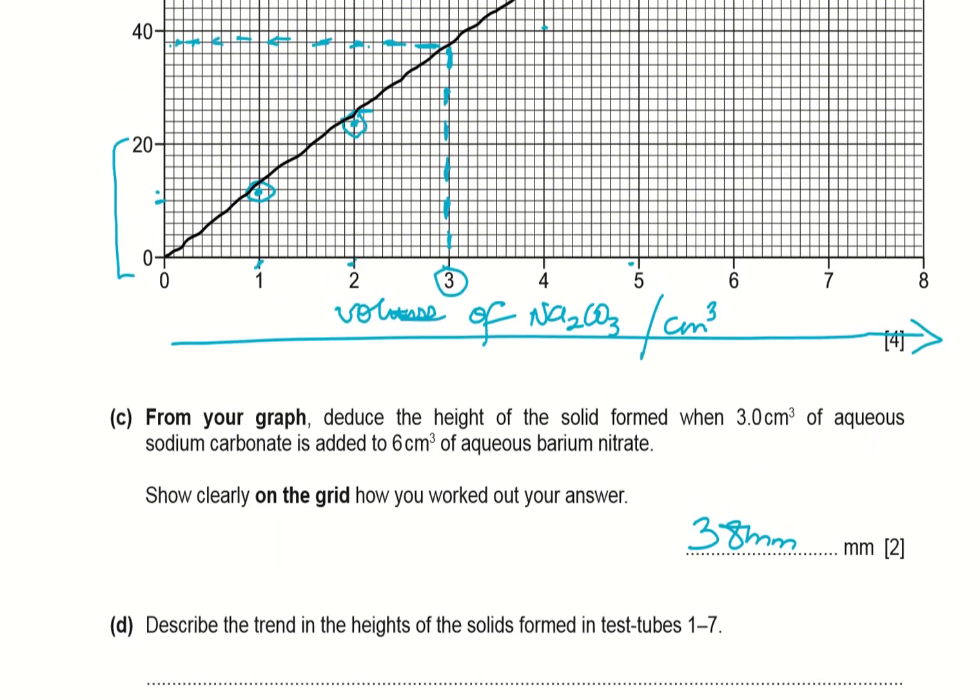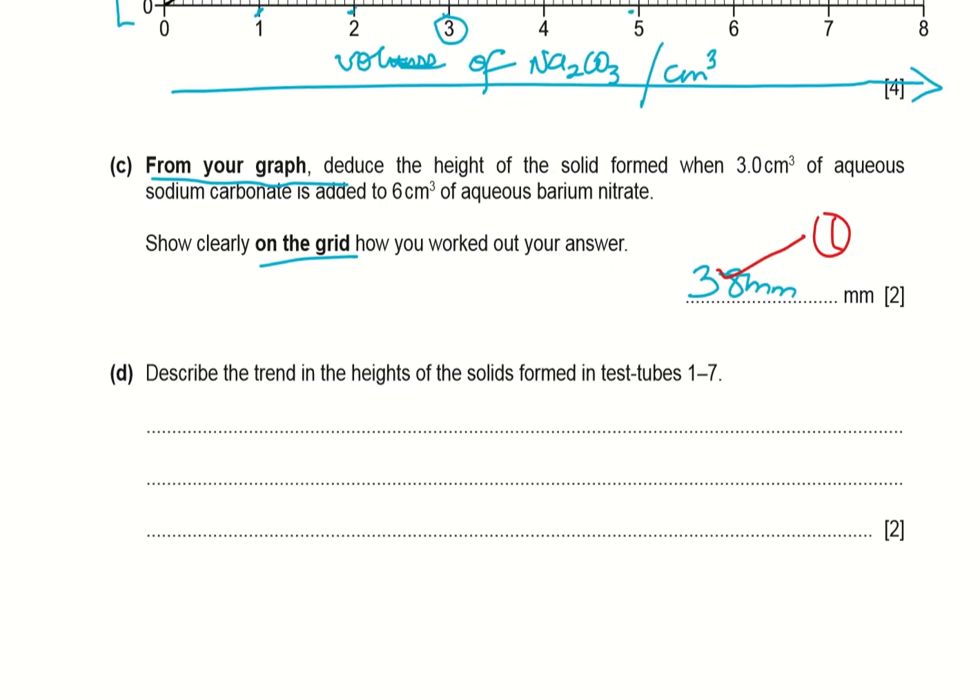Now, to score your 2 marks for this particular question, you need to show, don't just write 38 millimeter. Show from the graph and on the grid. So you're going to be scoring the 2 marks for that distribution. The mark distribution: you're going to be scoring 1 mark for this, and of course 1 mark for showing it on the grid. Okay, so that's the mark distribution.